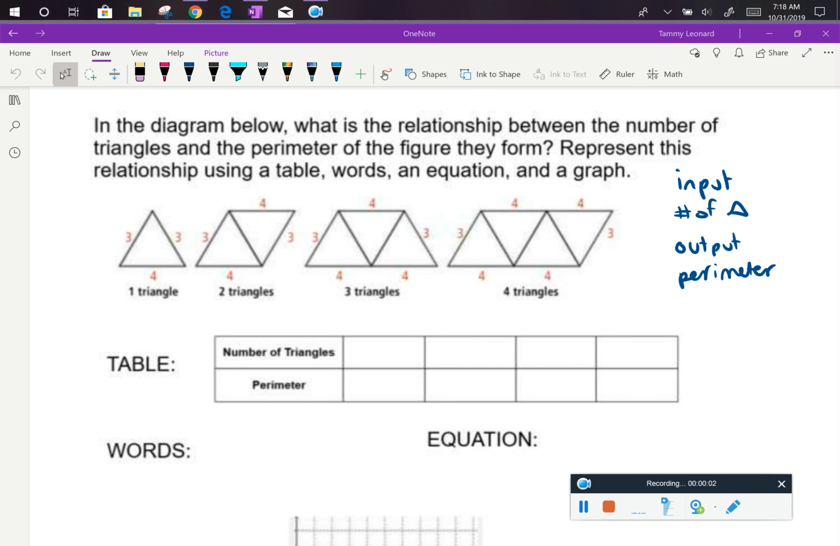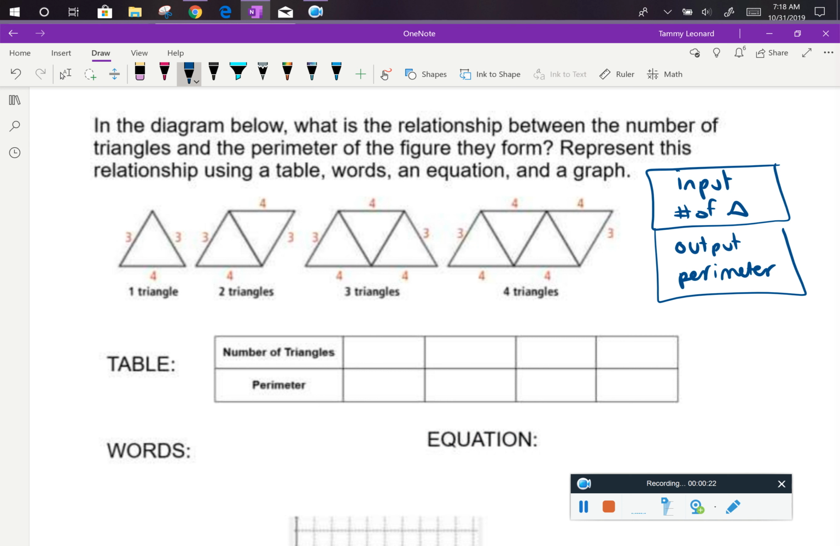In the diagram below, what is the relationship between the number of triangles and the perimeter of the figure they form? Represent this relationship using a table, words, an equation, and graph. All right, so first we want to think about the fact that the input is going to be the number of triangles, and the output will be the perimeter of the shape that those triangles create.